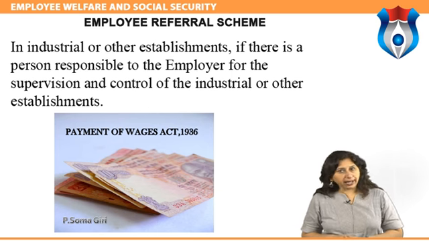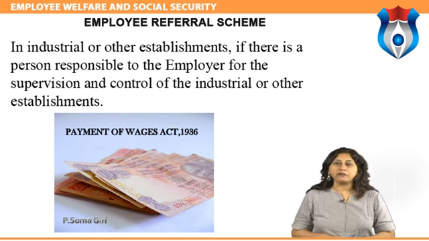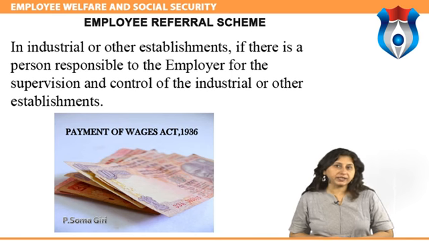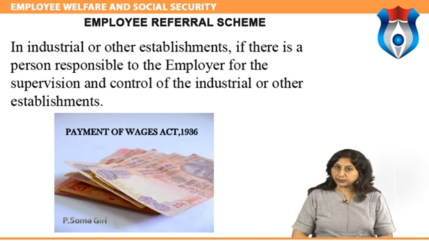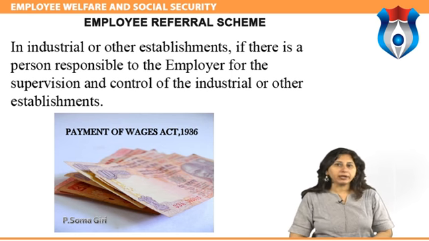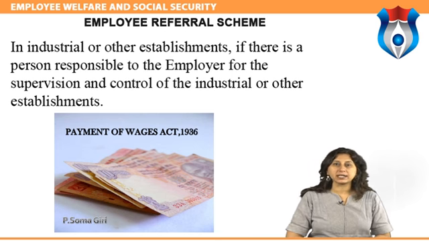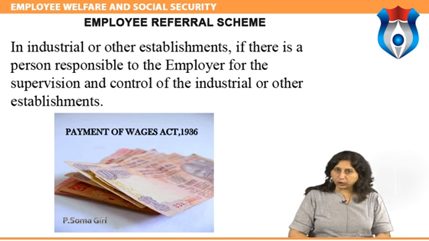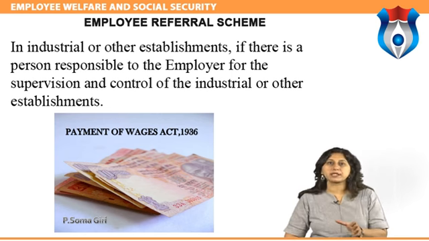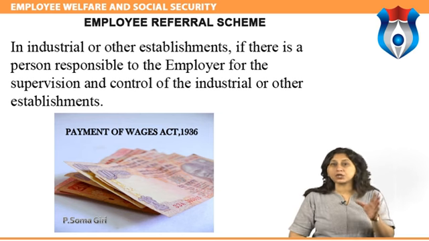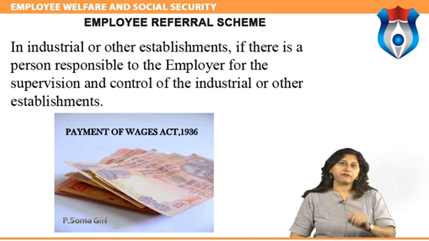in industrial or other establishments, if there is a person responsible to the employer for the supervision and control of the industrial or other establishments, upon railways, otherwise than in factories, if the employer is the railway administration and the railway administration has nominated a person in this behalf for the local area concerned, the person so named, the person so responsible to the employer, or the person so nominated, as the case may be, shall also be responsible for such payment.